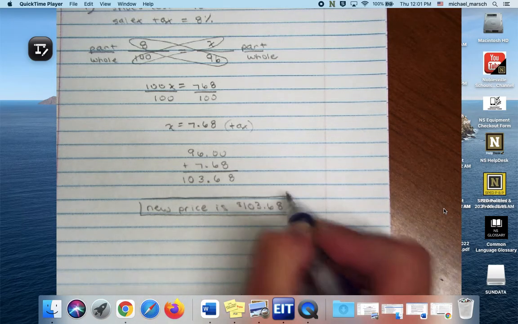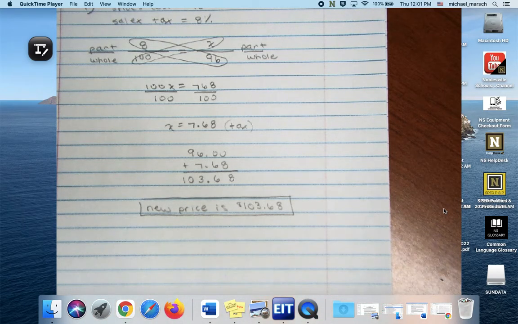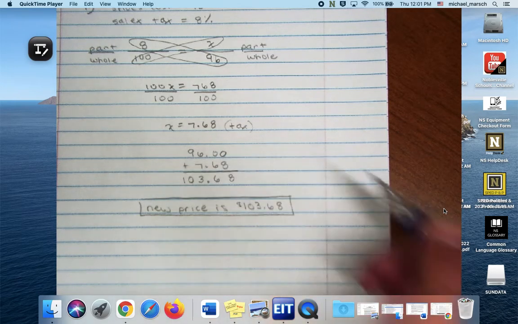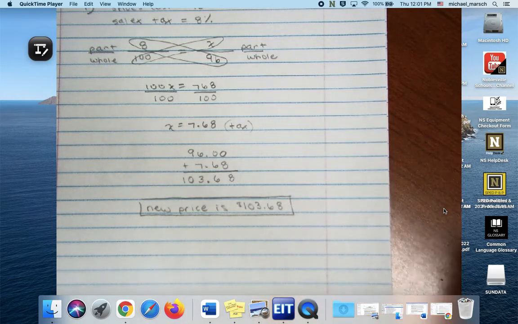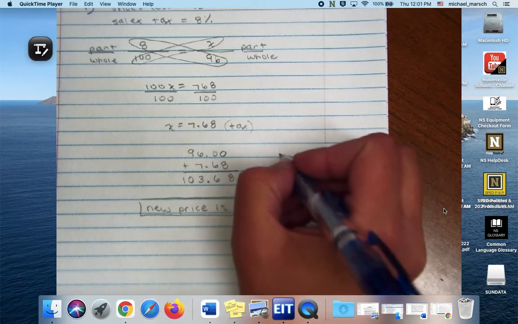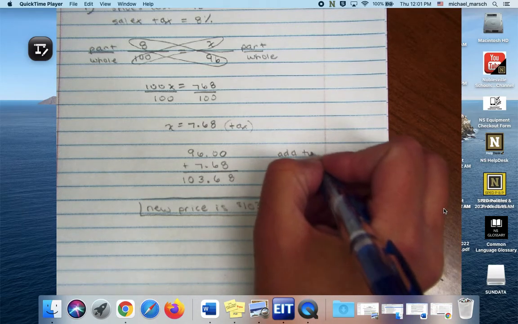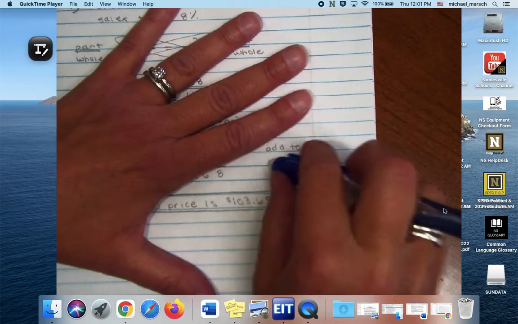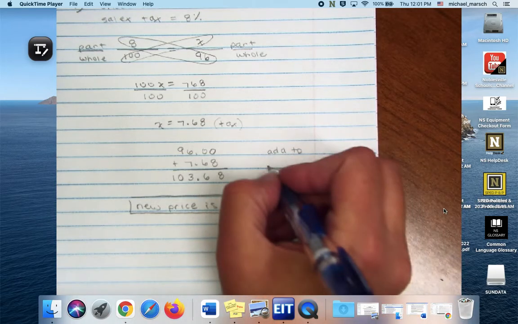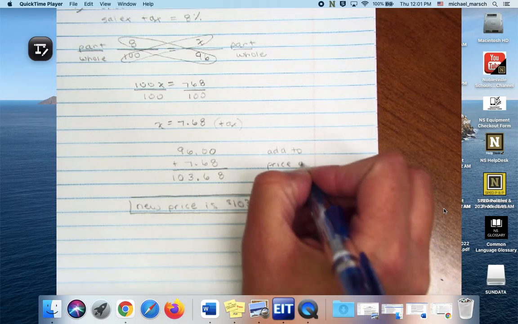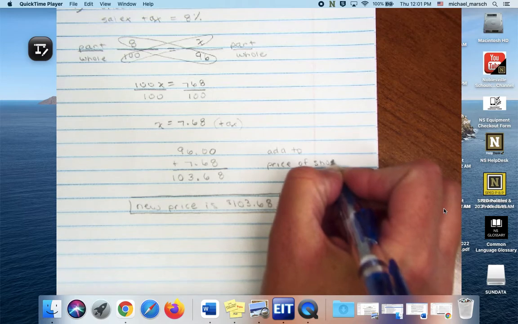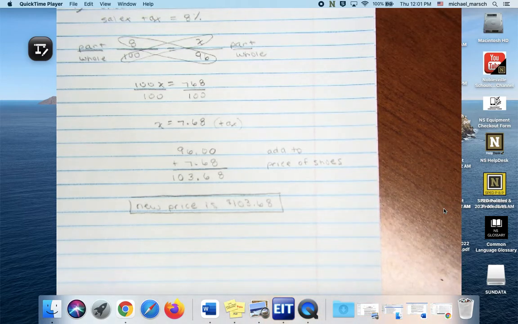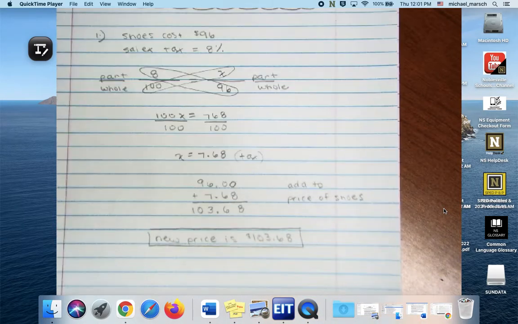Wait, you can take 8 from 0? What are you doing? I'm adding. Yep, we're adding because sales tax you add, ding dong, right? It sure would. Yep. Texas.